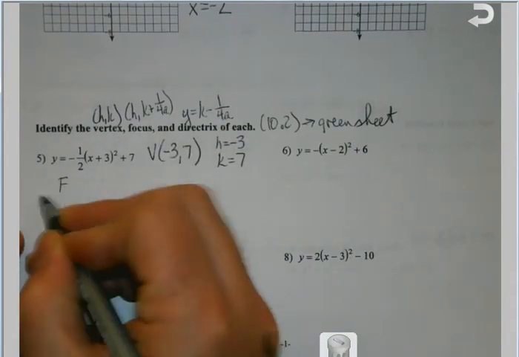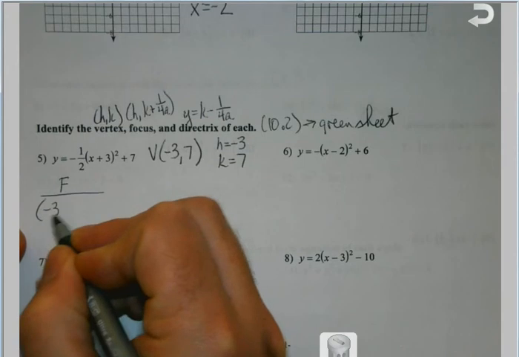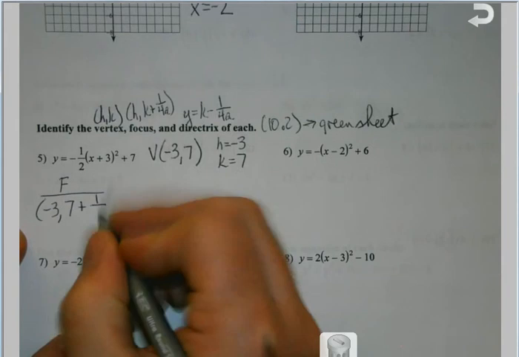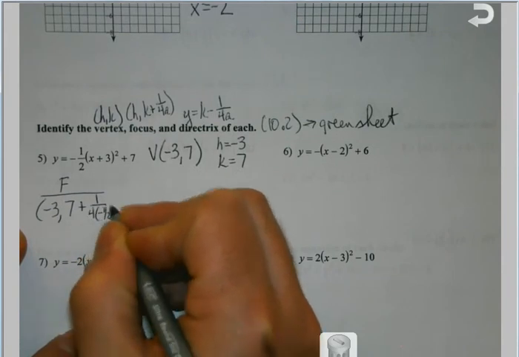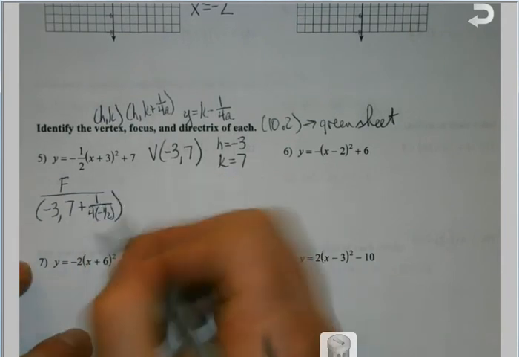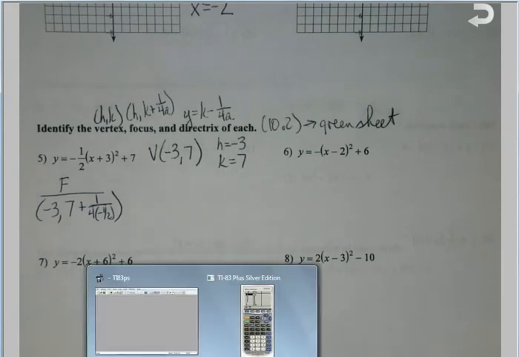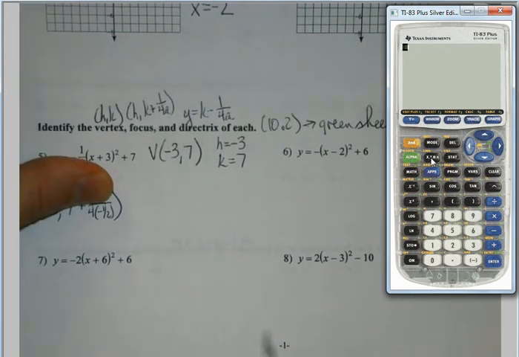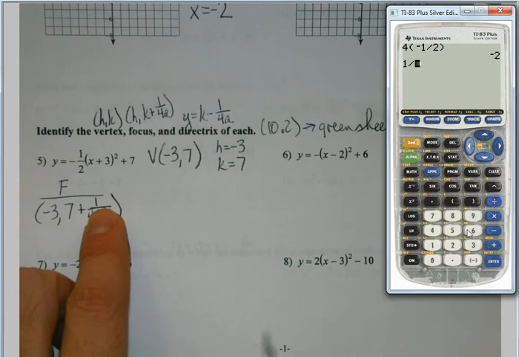So for my focus, I'm going to have -3, 7 plus 1 divided by 4 times -1/2. Now, here's the part right here that we're going to get ourselves in trouble with. So let's take a peek at the calculator here and see if we can keep ourselves from getting in trouble. All I want you to do when you're breaking this down is deal with the denominator first. So I'm going to do 4 times -1/2. I want you to do that first, which is -2. Then I can look and say, oh, so it's 1 divided by -2.